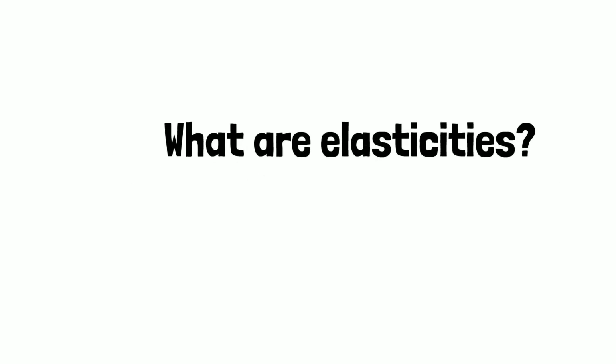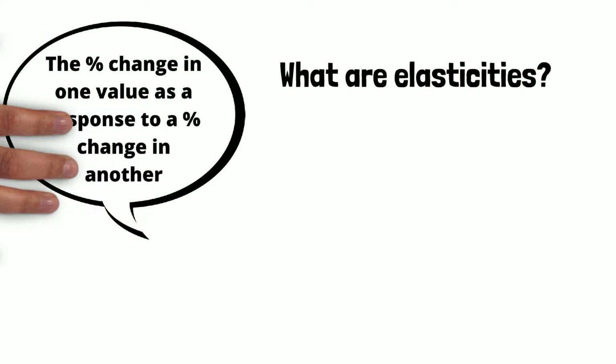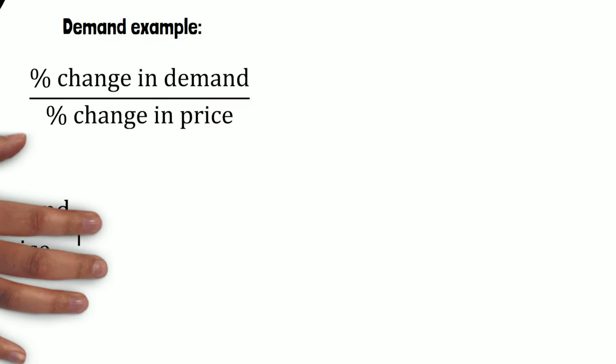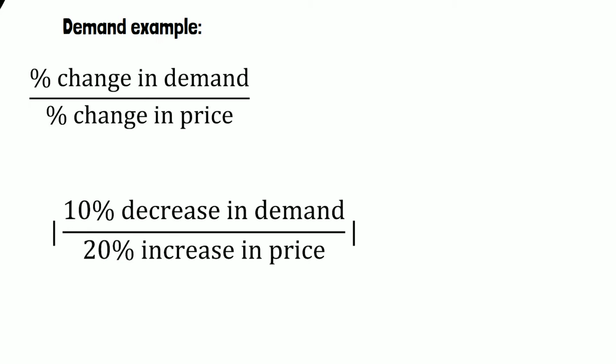But what are elasticities exactly? Elasticity can be defined as the percentage change in one value as a response to a percentage change in another. I understand that this definition might be difficult to grasp at first, but trust me, it becomes a lot more clear when we look at some examples. For the price elasticity of demand, this means the percentage change in the quantity demanded as a result of a percentage change in price. For example, when the price increases with 20%, this results in a 10% decrease in demand.